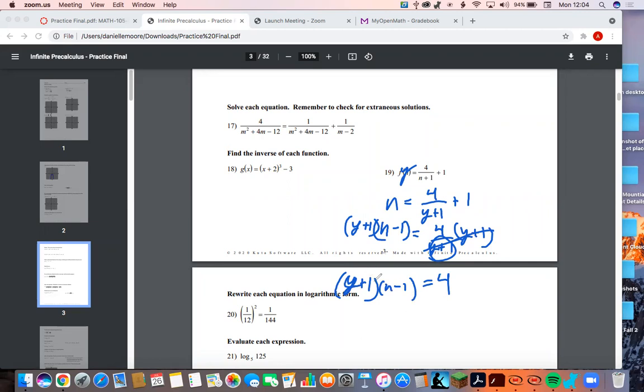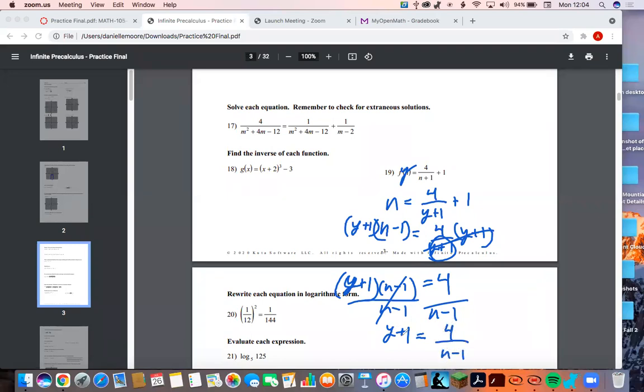And then you could FOIL this all out, but I think that'll make things worse instead of better. What I'd recommend, since we want to get y by itself, is just divide the n minus 1. Now he's the one that'll be on the bottom of the fraction. And then we almost have y by itself because the y plus 1 is still sitting there. You have y plus 1 equals 4 over n take away 1.